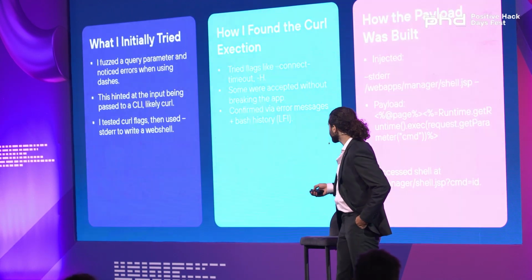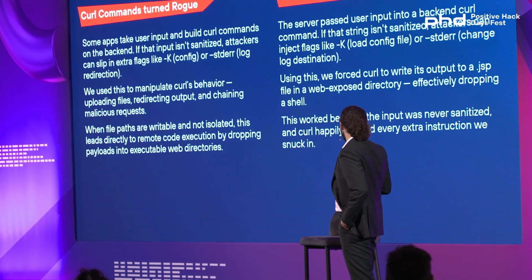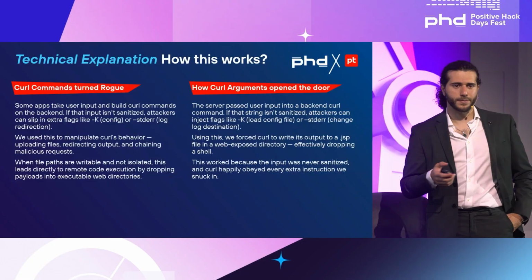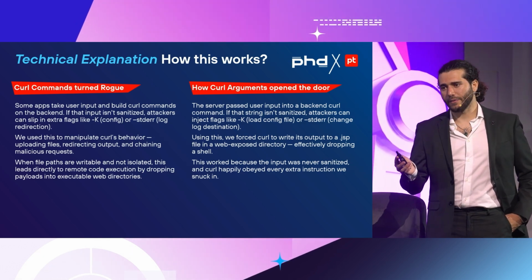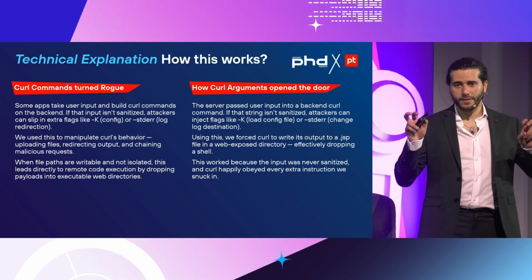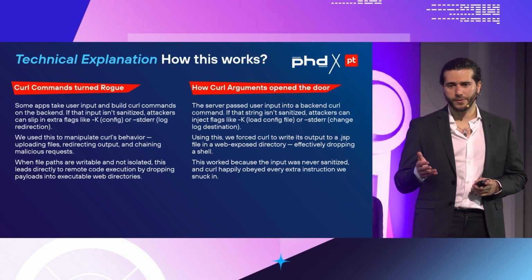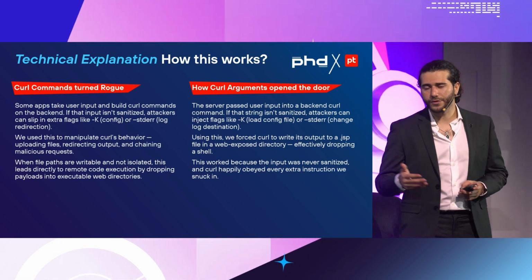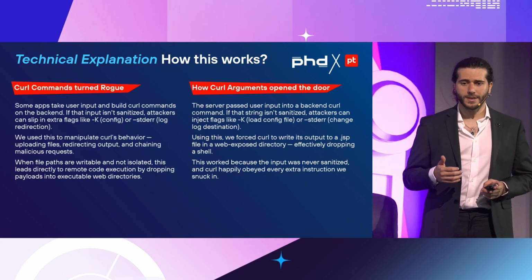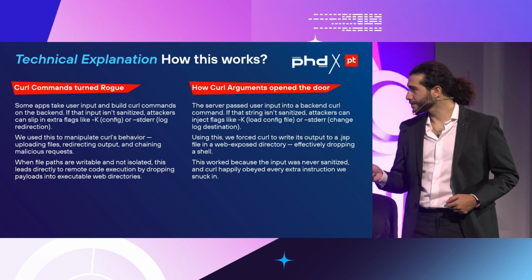Instances. So this worked because the input was never sanitized, and curl happily obeyed every extra instruction we snuck in. So we always have to try random things. Sometimes when you are testing an application, you think that some things might not work because it is not designed to work. But sometimes you try some random weird things, and you end up realizing that some things actually give you some debug output that can further lead you to understanding how the feature was developed and how you can break it and do whatever you wish to do.